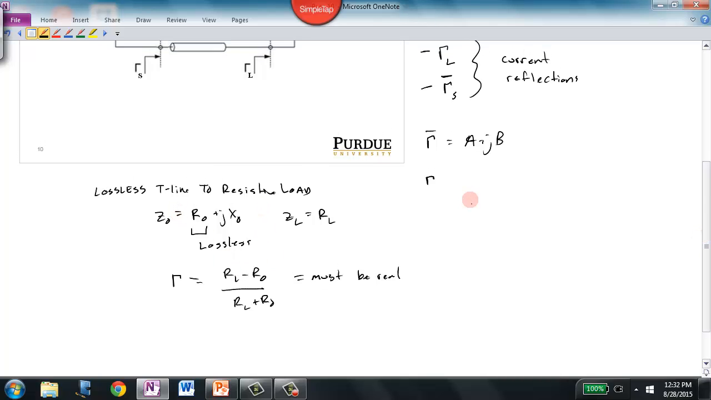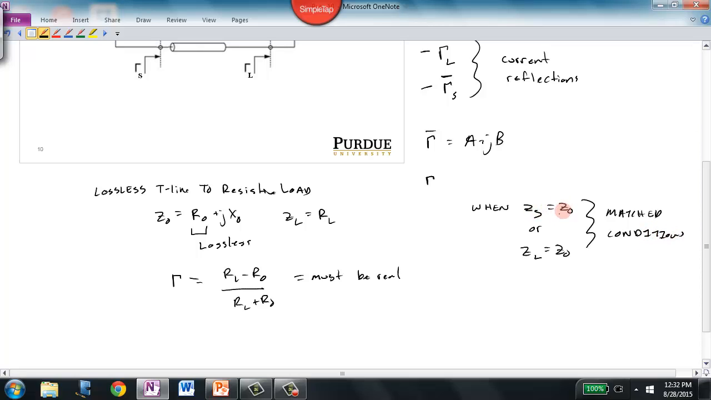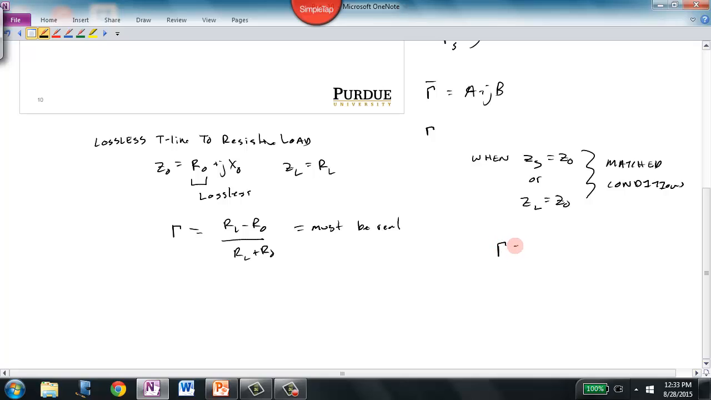Another case I want to point out is when ZS equals Z0, or the case when ZL is equal to Z0. These are called matched conditions. That's a matched generator. The source is matched to the characteristic impedance of the transmission line, and this is called a matched load. The load is matched to the characteristic impedance of the transmission line. And in both those cases, the reflection coefficient is going to be Z minus Z over Z plus Z, which is just 0 over 2Z, which is 0.